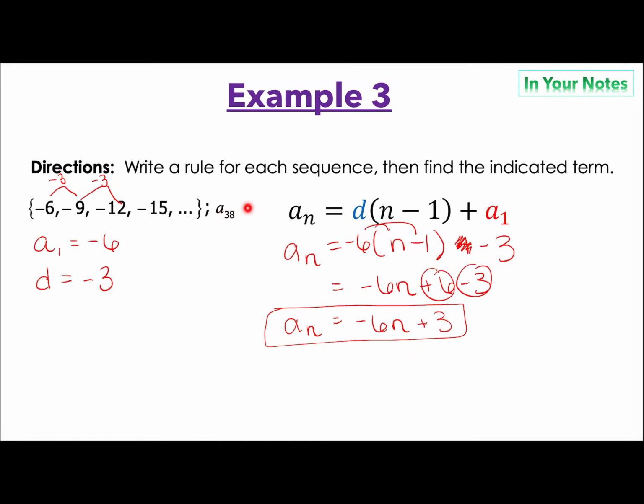And the indicated term it's asking us to find is the 38th term. So we want to find a sub 38. All that means is we're going to replace n with 38. And you're just going to simply put that in the calculator, and that's going to give you negative 117. So the 38th term in that sequence is negative 117.